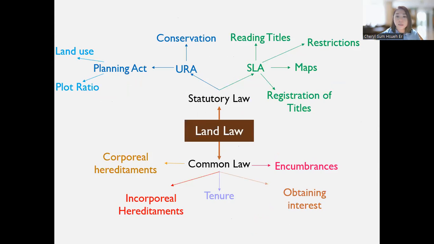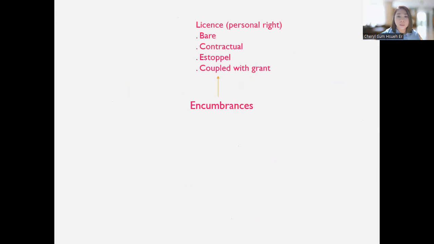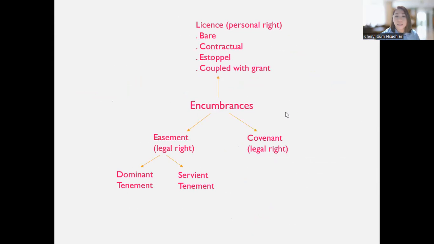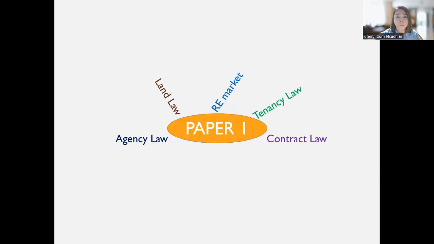Lastly, encumbrances, which is talking about legal liability. So encumbrances can be broken up into license, which is a personal right. These are the 4 of them. Easement is a legal right. Dominant tenement, servient tenement. Okay, and covenant. Covenant is also a form of legal rights. Now, these are some of the keywords that can possibly be associated with burden, legal liability, etc. Okay, so this one, by and large, sums up this part on land law.